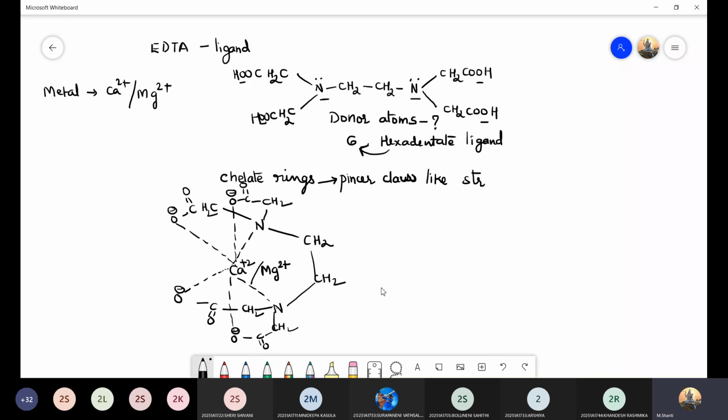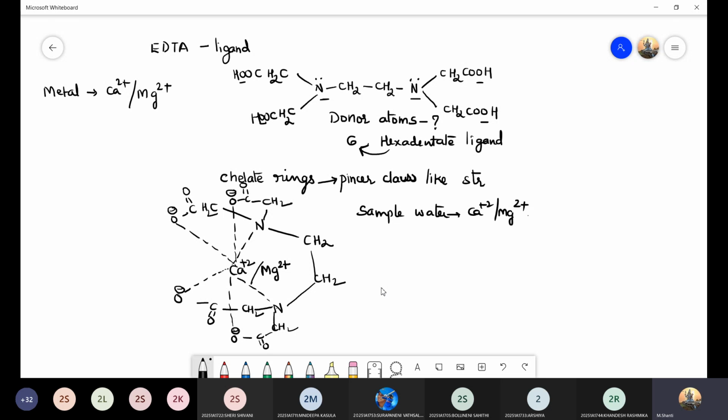Now, suppose we are trying to estimate the amount of hardness. That is nothing but the sample water. I am writing here, sample water. What does it contain? Sample water contains calcium or magnesium ions. Wherever I write Ca plus 2, it's understood that you also have Mg plus 2. The sample water contains either calcium or magnesium ions.